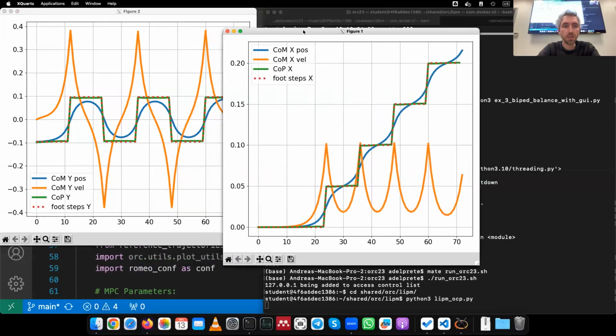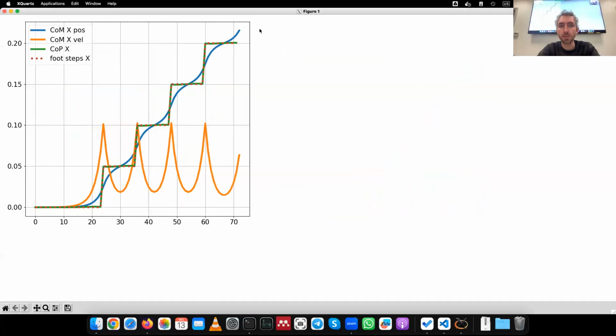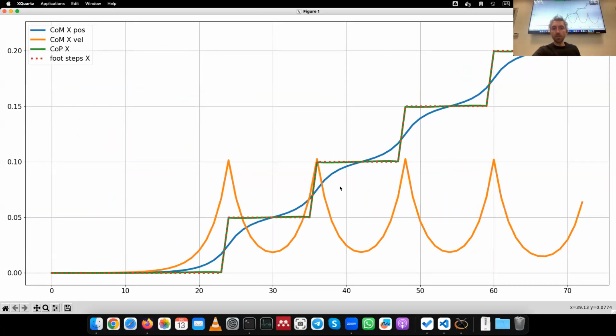So we can see here in the plots the planned trajectories. So this is for the x direction of the center of mass. And here we are seeing the given footsteps, which are this piecewise constant function here. We can see that the center of pressure, which is the green line, is basically tracking perfectly the footstep, which means that the center of pressure is always very close to the center of the footstep position, which is what we were asking for.